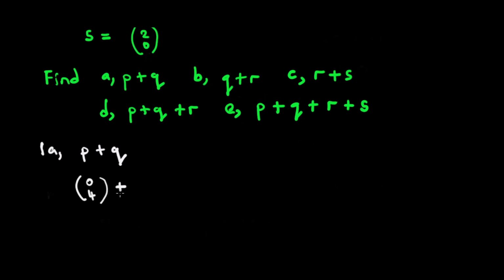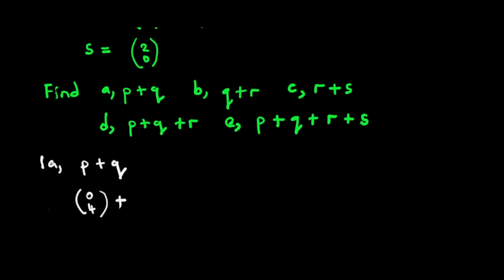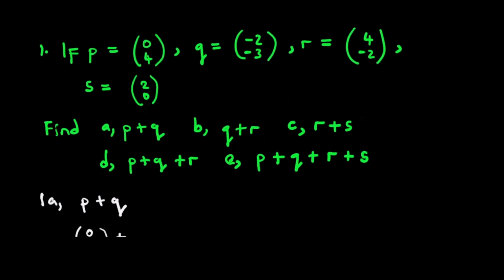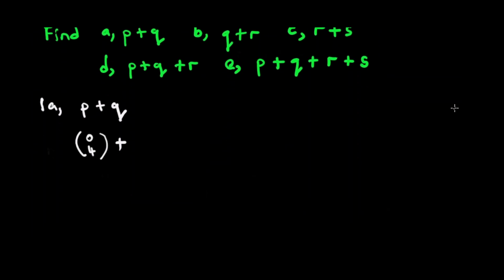(0, 4). Todati plus. Then what is Q? Tikatarisa pano tichaona kuti Q is equal to (-2, -3), which we are going to write here. Saka P plus Q is equal to (0, 4) plus (-2, -3). Saka kuedda izvi manje takuita matrix addition.